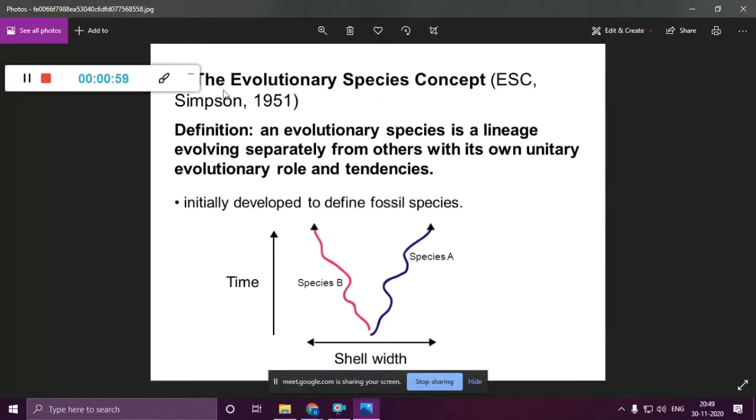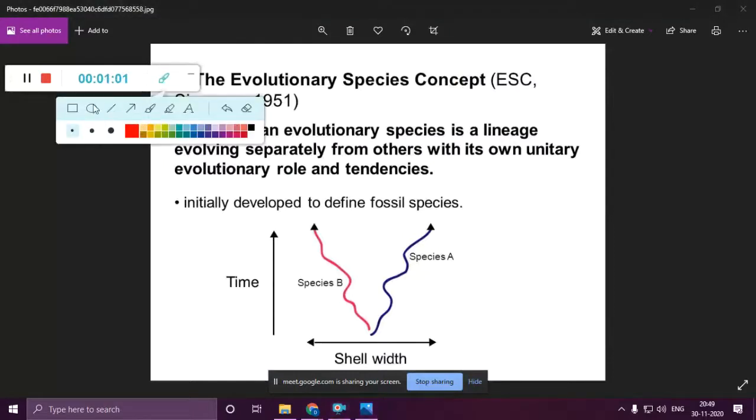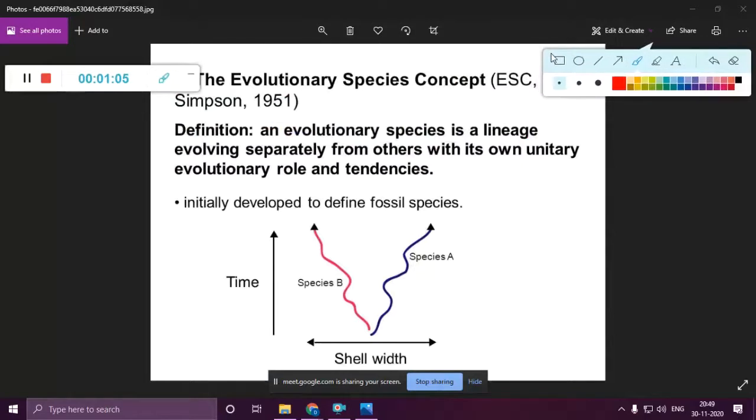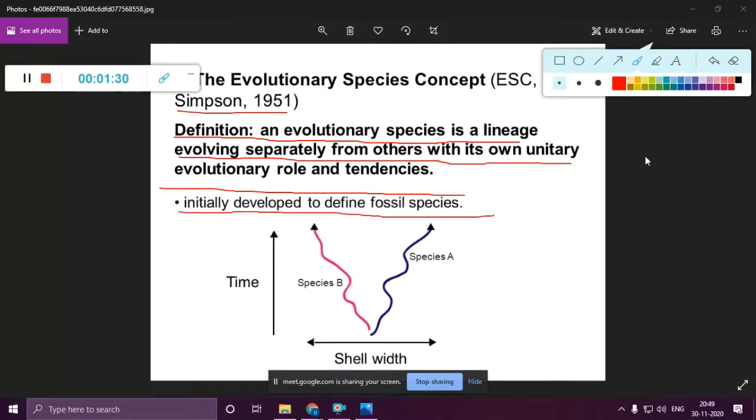The evolutionary species concept was given by Simpson in 1951. They define an evolutionary species as a lineage evolving separately from others with its own unitary evolutionary role and tendencies. It was initially developed to define fossil species.